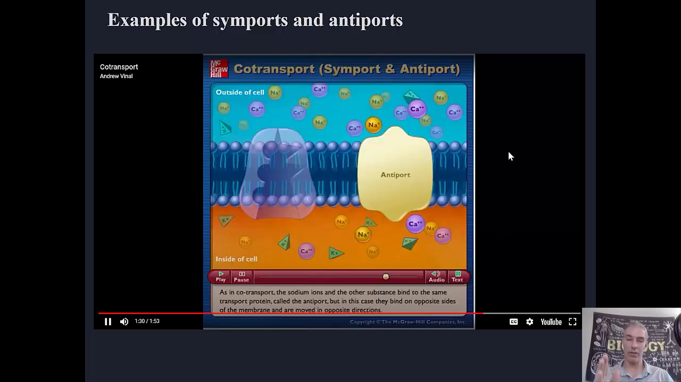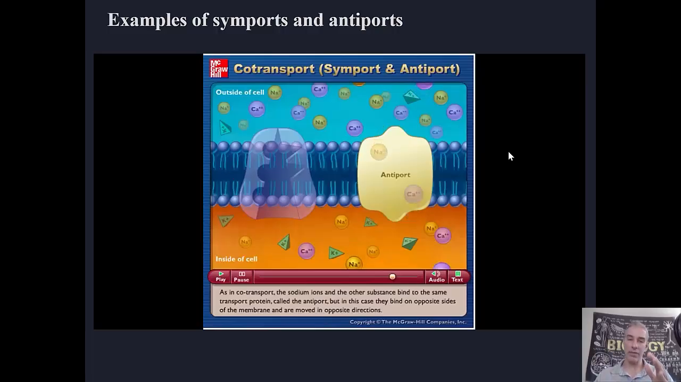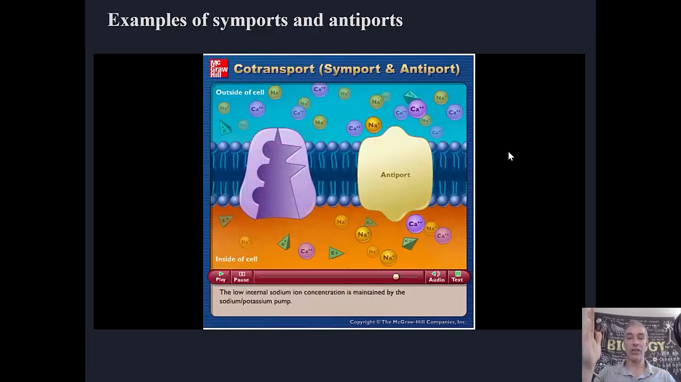Now this is showing you antiports. So you can see sodium's going in and calcium ions in this case are going out. Again, the only difference is they're going in opposite directions. This is still considered a co-transport mechanism.